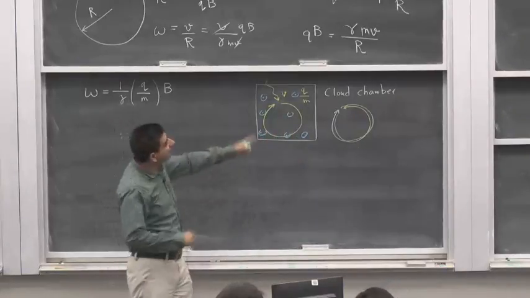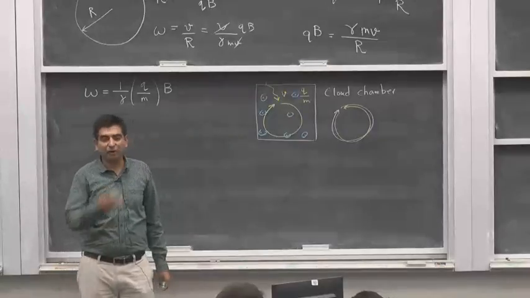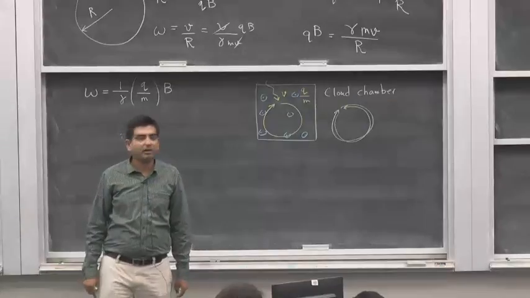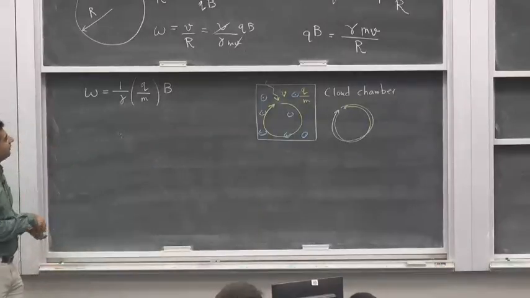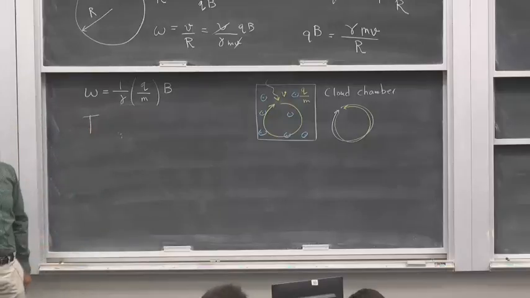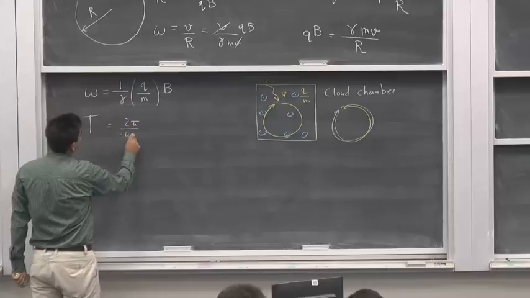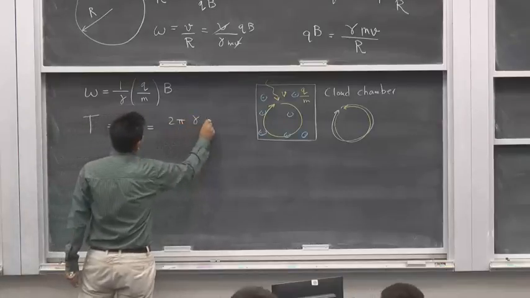So by looking at these tracks inside a cloud chamber, you can identify particles, because the particles are known by the charge to mass ratio. Now if I modify this relationship a little further, I can find out the time period of the circular motion of these particles. The time period will be given by 2 pi over omega. So this is simply 2 pi gamma m over qB.